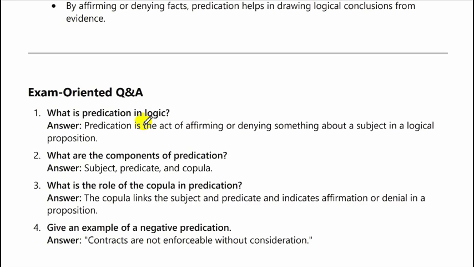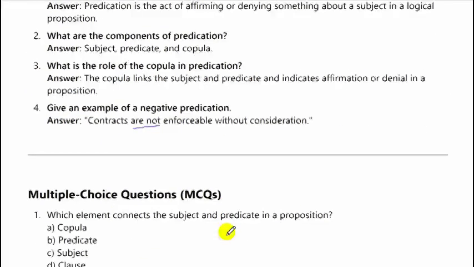What is the role of copula in predication? It basically links. The copula links the subject and the predicate and indicates affirmation or denial in a proposition. Give an example of negative predication. Contracts are not enforceable without consideration. "Are not" is a negative predication.